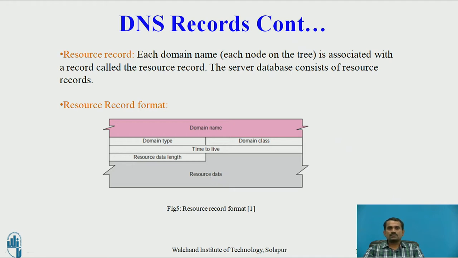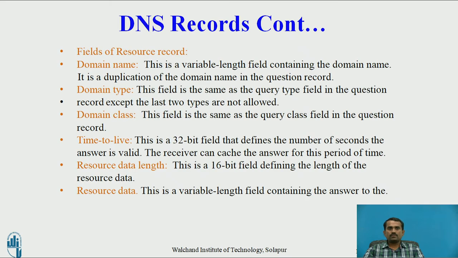First one is domain name. This is a variable length field consisting of the domain name. It is a duplication of the domain name in the question record. We have already discussed that in the last slide, the question record. And then domain type. This second one is domain type. This field is the same as the query type field in the question record, except the last two types are not allowed in this one.